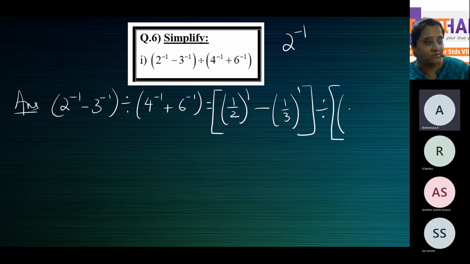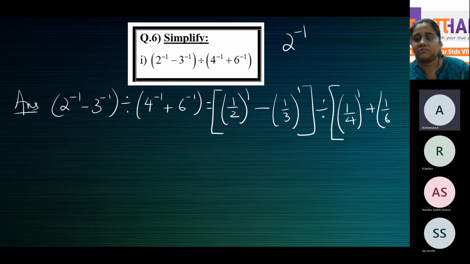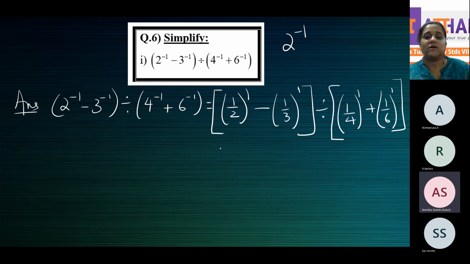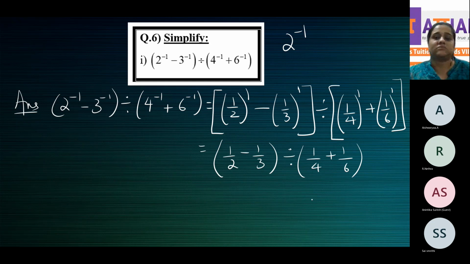What's 4 to the power minus 1? 1 by 4 to the power positive 1 plus 1 by 6 to the power positive 1. Very good. Now, in the next step, you can just write it like this. It's nothing but 1 by 2 minus 1 by 3, because the power is 1, no? So you can just take it away, divided by 1 by 4 plus 1 by 6. Just take it away, because 1 by everything is raised to the power 1. So you can just ignore the powers.